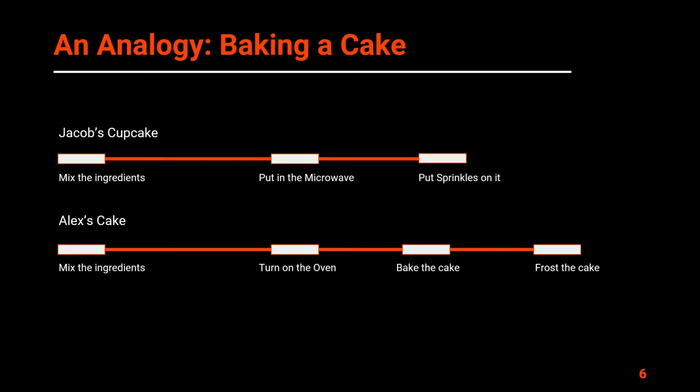So for example, Jacob's program is for baking a cupcake, and then Alex's program is for a cake. Now the cupcake, you've seen those little fancy ones where you just mix the ingredients, you put it in the microwave, and then lo and behold, you're done. So that's kind of the analogy I was trying to go with the cupcake one. But you can see, again, they're still happening in sequence.